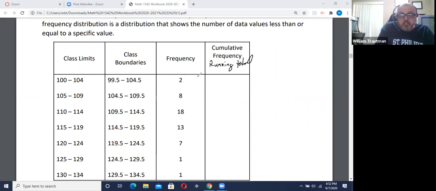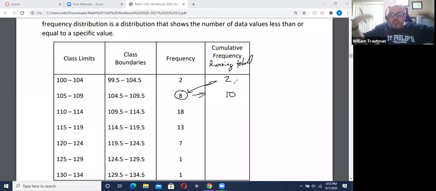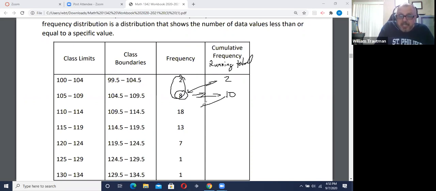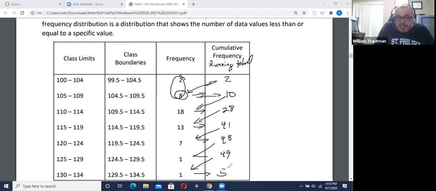So in frequency of 2, we have 2. Now, if in the next class limit we have 8 more, 8 plus 2 is 10. Do you see? It's a running total. So cumulative frequency, you're adding the next one. If I added these 2 and I got 10, now I have 10 and I have 18 more. So 10 and 18 is 28. Then I add 13 to it and I get 41. Then I add 7 to it. I get 48, add 1, I get 49, add 1, and I get 50.